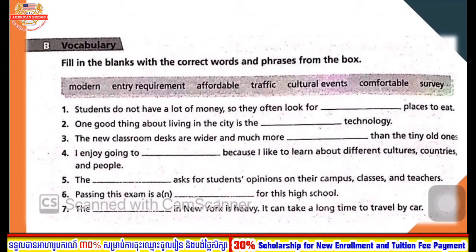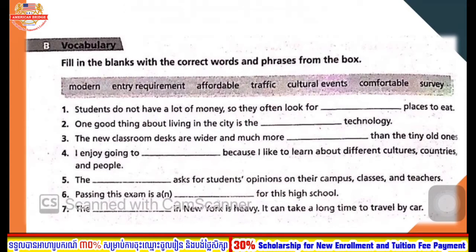Okay, part B as well. So we talk about the vocabulary. So this is the exercise. After learning about the definition and the reading of part A and part B, you are required to do the exercise in part B, that is, fill in the blanks with the correct words and phrases from the book.